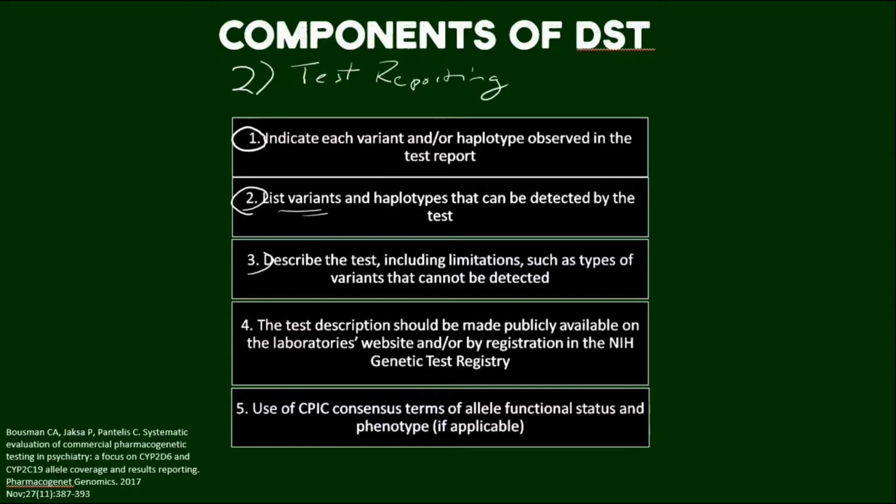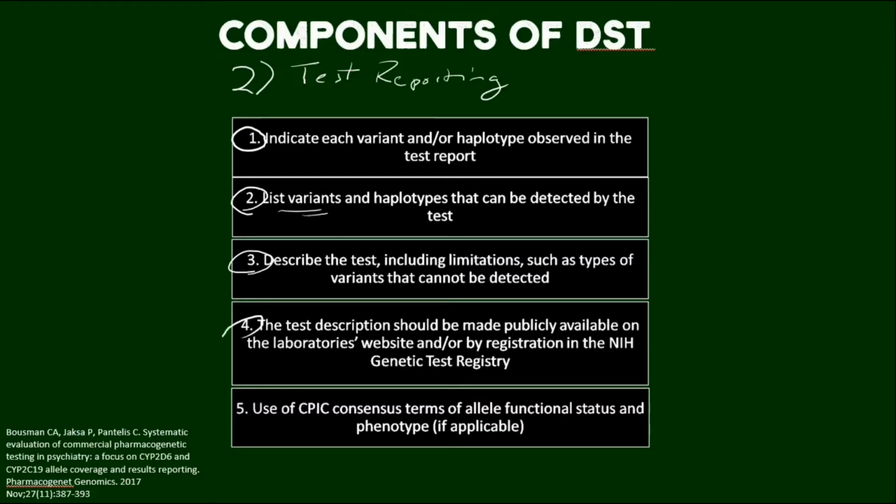For the third recommendation: describe the test, including limitations such as types of variants that cannot be detected. So this one piggybacks off of number 2 a little bit to tell you the variants that can't be tested, but also more referring to whether or not they can detect things like copy number variations, if that's applicable for a gene, gene duplication, and then telling you those limitations, and overall just describing the test. Is it a PCR-based test, TaqMan, sequencing, and so on and so forth.